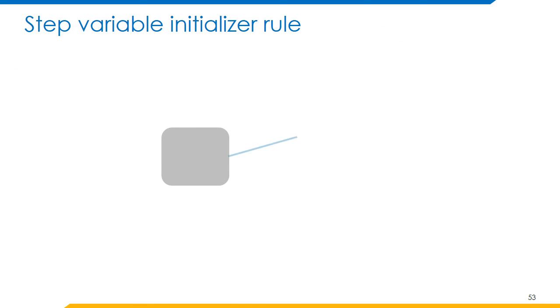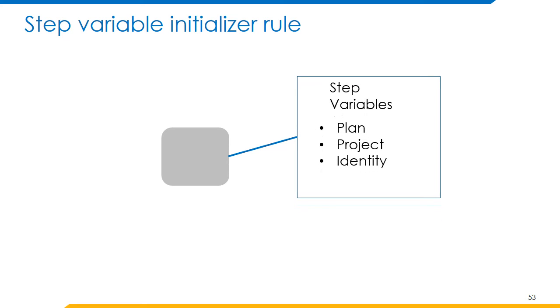Various steps in IdentityIQ contain their own set of variables for use in these particular steps. For example, provisioning plan, project, and identity are some examples. The step variable initializer rule is just like the global variable initialization rule, except that it is going to initialize the value at the step level.